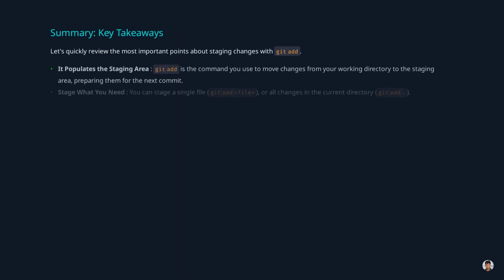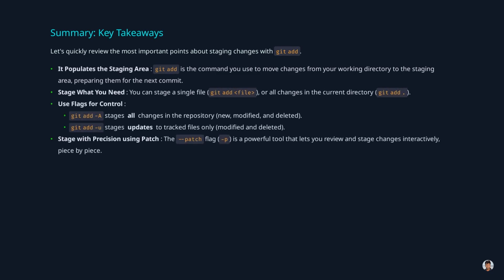Now let's summarize what we have learned about the git add command. Its main job is to move your changes from the working directory to the staging area. This allows you to carefully prepare what will be included in your next commit. You can add a single file by name or use git add dot to quickly stage all new and modified files. For more control, you can use flags. -A is for staging absolutely everything, including deletions. -u is for staging only the updates to files Git is already tracking. And for the ultimate level of precision, you can use the patch flag to interactively choose which specific lines you want to stage. Mastering git add is the key to creating clean, logical, and professional commits.